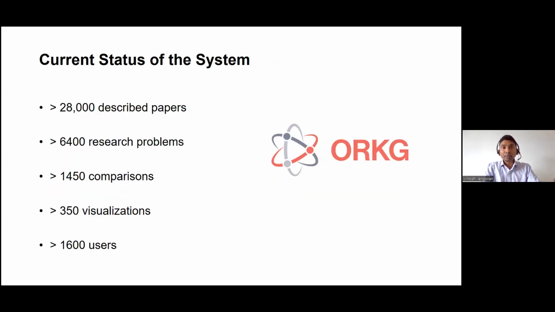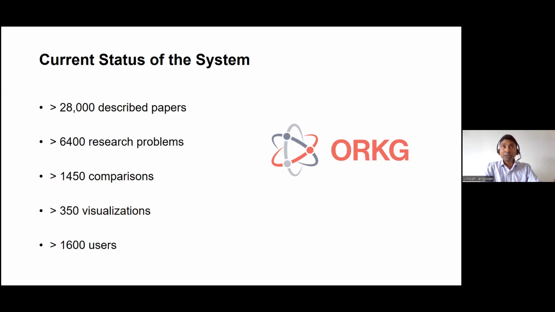And with that, the current system is describing not all the more than 2.5 million papers that are published, but because it's a human endeavor, we only have more than 28,000 well-described papers in the ORKG, which covers a large variety of problems, around 6,000 research problems. And that is compiled into more than 1,000 or close to 1,500 comparisons. They all have a different number of visualizations for each of these comparisons, which are created by more than 1,500 users that are using the system.